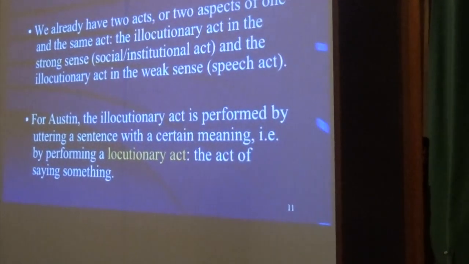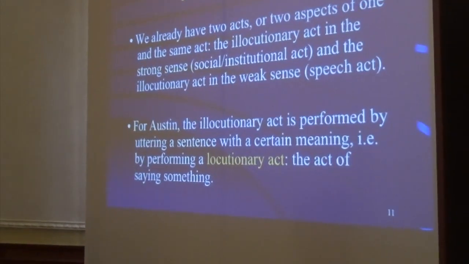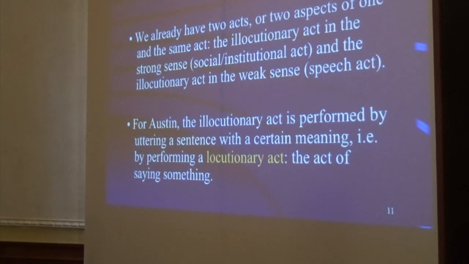Yes. Now there is a third kind of act. So there is the illocutionary act, which has these two sides, with the speech act and the social act. And there is this interesting relation between the weak illocutionary act and the strong illocutionary act. One is aiming at the other, as it were. But Austin says that we perform an illocutionary act on these two sides in saying something. So in order to perform an illocutionary act, we have to say something.